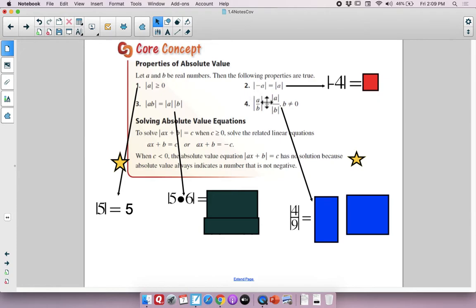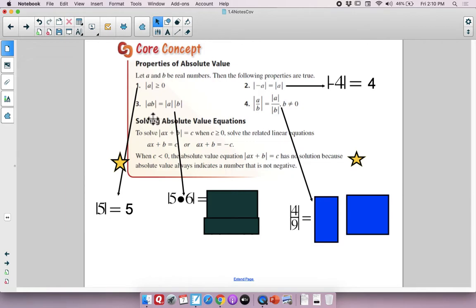Second one, if you have the opposite of a number, the opposite of a, and you take the absolute value of that, that's going to equal the absolute value of that number. So here's an example of that. The absolute value of negative 4 is what? 4, right? That's equal to the absolute value of 4. Absolute value of 4 is 4. Absolute value of negative 4 is also 4. They're equal. So opposites have the same absolute value.